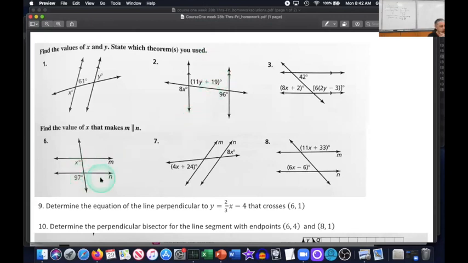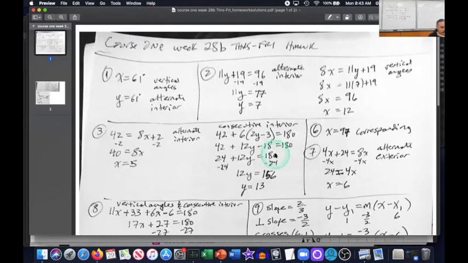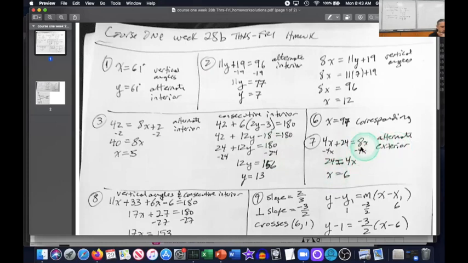All right, and then here, in order for this to be parallel, the m and n, x and 97 are corresponding, so they're going to have to be congruent. Whereas for 7, in order for m and n to be parallel, the alternate exterior angles have to be congruent. Okay, so that's what's going on here.